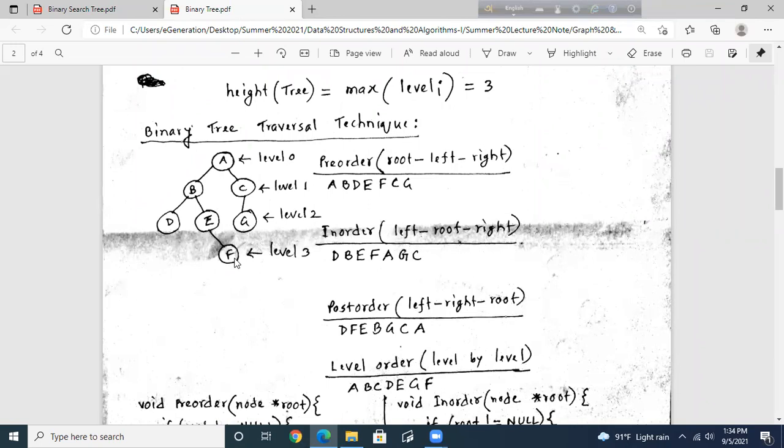right is F, root is E, so D, F, E. Left of D completed, right of D completed, then root is D, D completed. Now left of A is completed. Left of A is completed. Since I have completed left of A, now I have to complete the right of A.